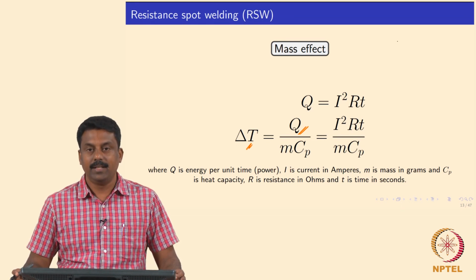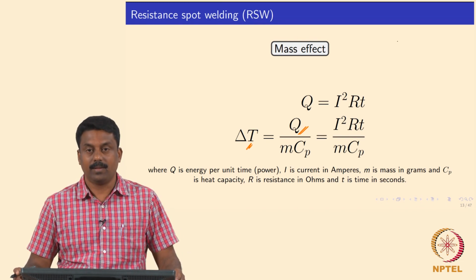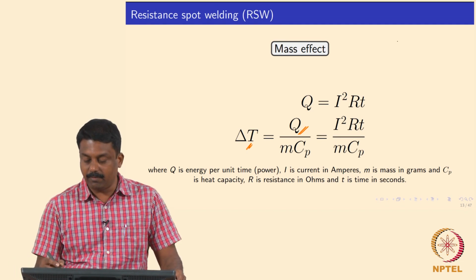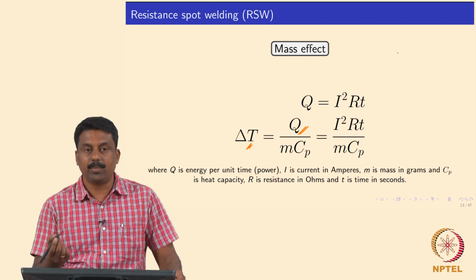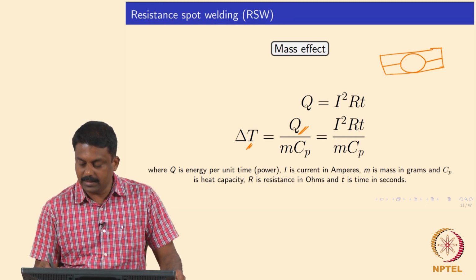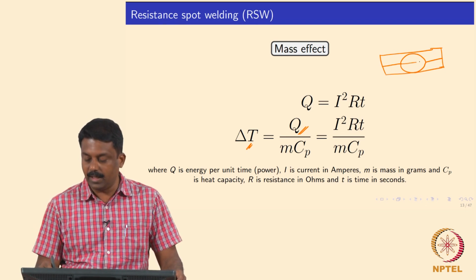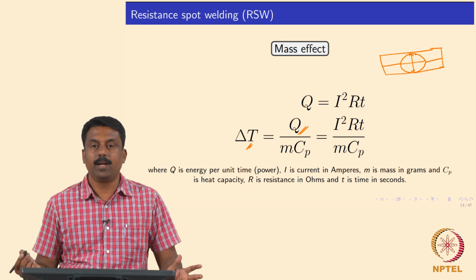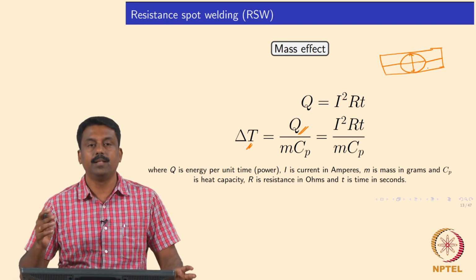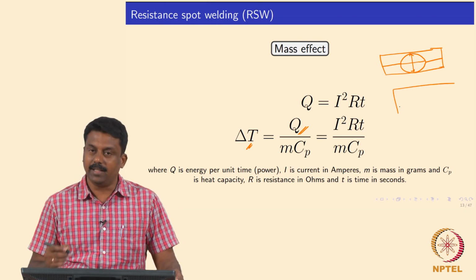So how do you calculate it? The mass of a nugget can be calculated from the volume and the density. Density we will know. Suppose you want to achieve a certain weld nugget diameter, I am drawing a cross section. This is a cylinder that you form, isn't it. So you have to know the required weld nugget diameter, and the height of the cylinder will be the combined thickness, isn't it.